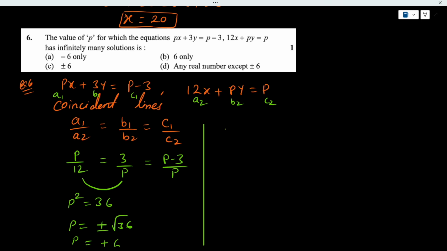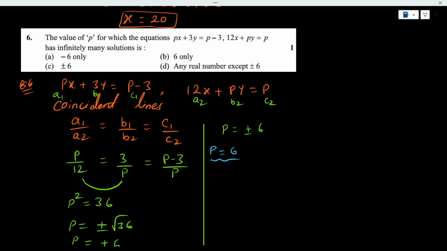How am I going to use here P equals plus 6 or minus 6? Now what is given here? If you see, the options are minus 6, 6, plus minus 6. So you need to cross check what is the right option. Do not just choose plus minus 6, right? So what I'll do here, like question number 3, I'm going to substitute and check whether it is giving infinitely many solutions or not, right?